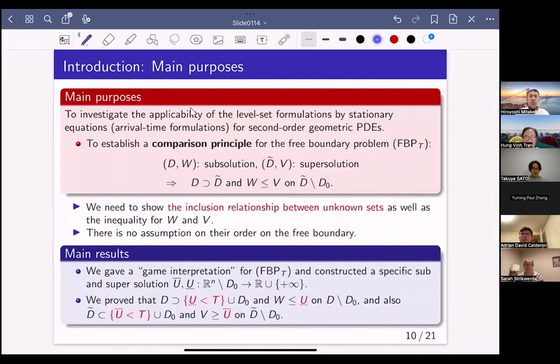So at the end of the introduction, I will summarize our aim of this study and the main results that I want to show in today's talk.